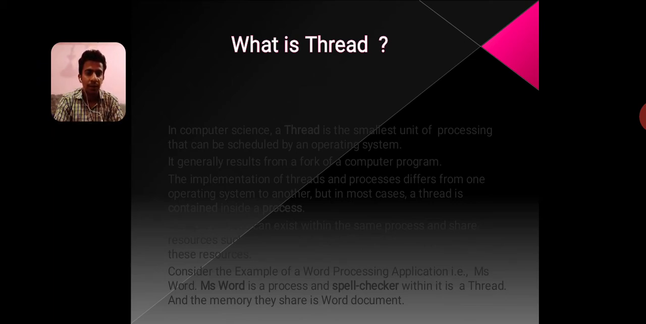Consider the example of a word processing application, i.e. MS Word. MS Word is the process and the spell checker is its thread, and the memory they share is the Word document.